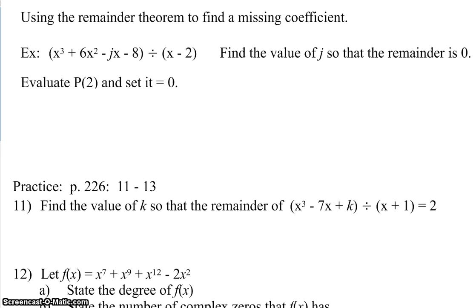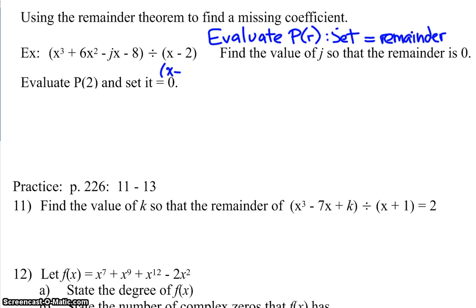Now, one other skill that you should have is being able to find a missing coefficient based on some given information, and they said find the value of j so the remainder is 0. Basically what we're going to do on this is evaluate p of r and then set it equal to the remainder, whatever the remainder happens to be that they're asking for. So first I'm going to evaluate p of 2, because in this case x minus r equals x minus 2, so r was equal to 2.